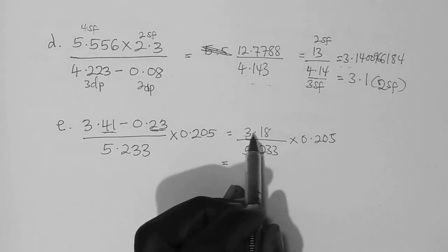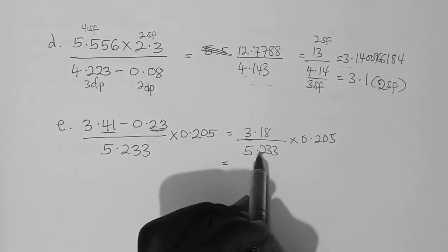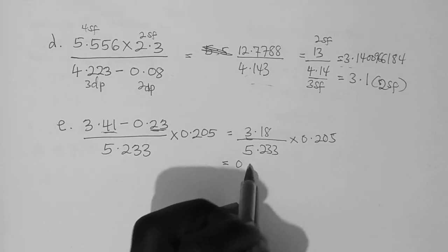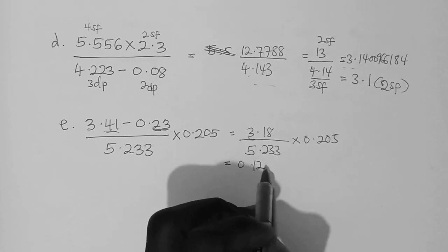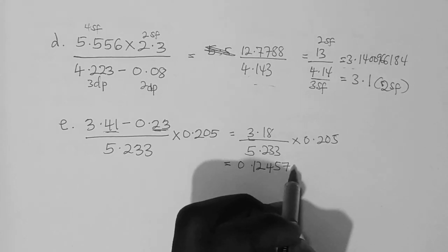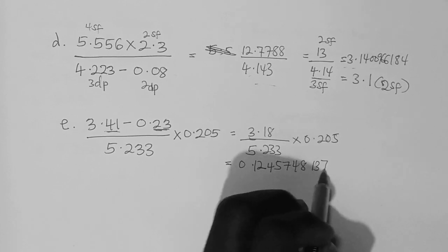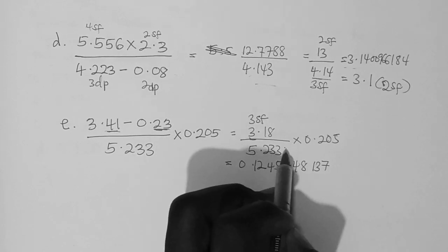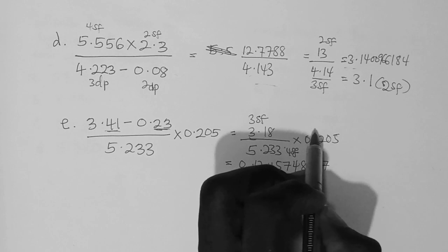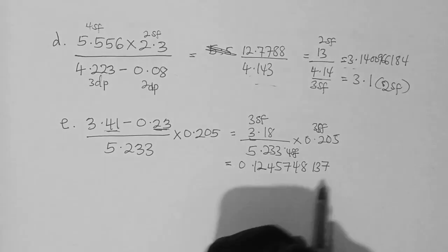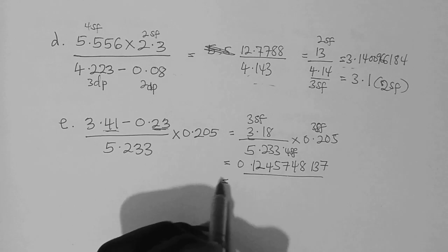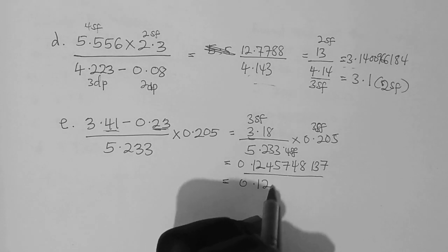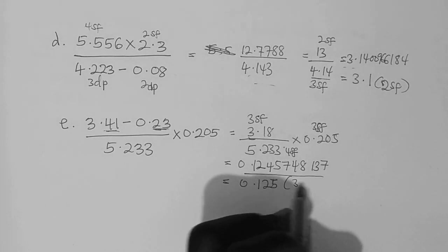If we do 13.18 divided by 5.233 times 0.205, we are going to get 0.1245748137. Now see, here is 3 significant figures, here is 4 significant figures, and here is also 3 significant figures. So we need to write this number in 3 significant figures. That's going to give us 0.125 in 3 significant figures.